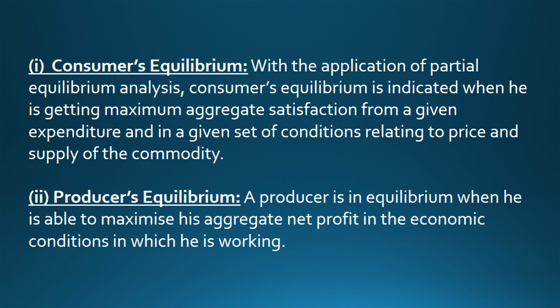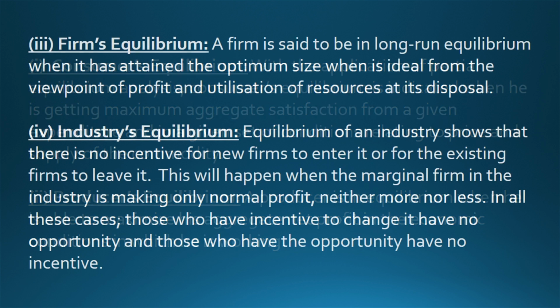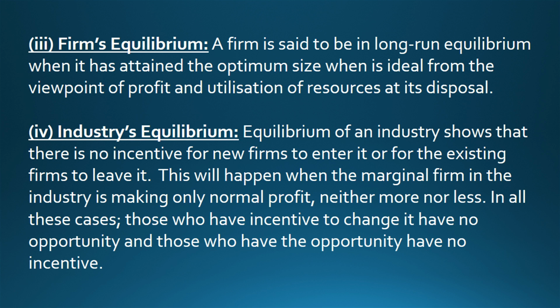satisfaction from a given expenditure and in a given set of conditions relating to price and supply of the commodity. 2. Producer's equilibrium. A producer is in equilibrium when he is able to maximize his aggregate net profit in the economic conditions in which he is working. 3. Firm's equilibrium. A firm is said to be in long-run equilibrium when it has attained the optimum size which is ideal from the viewpoint of profit and utilization of resources at its disposal.